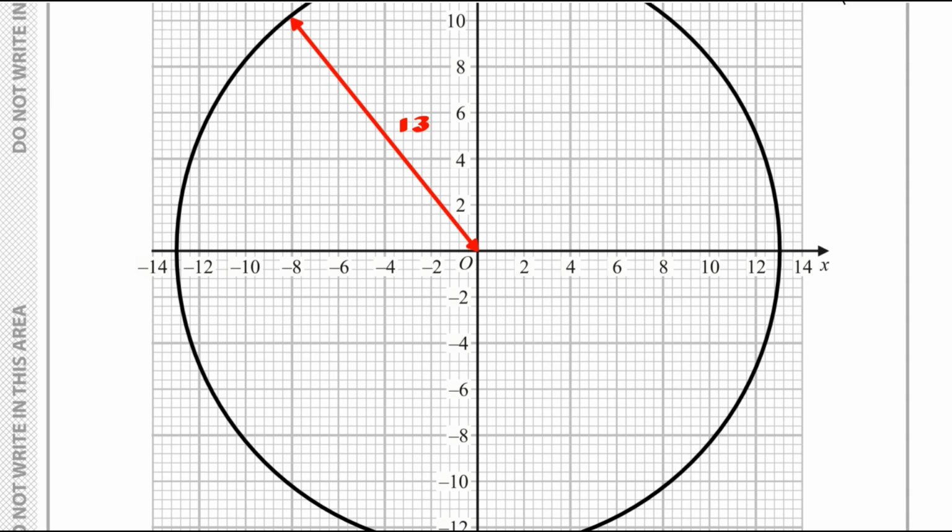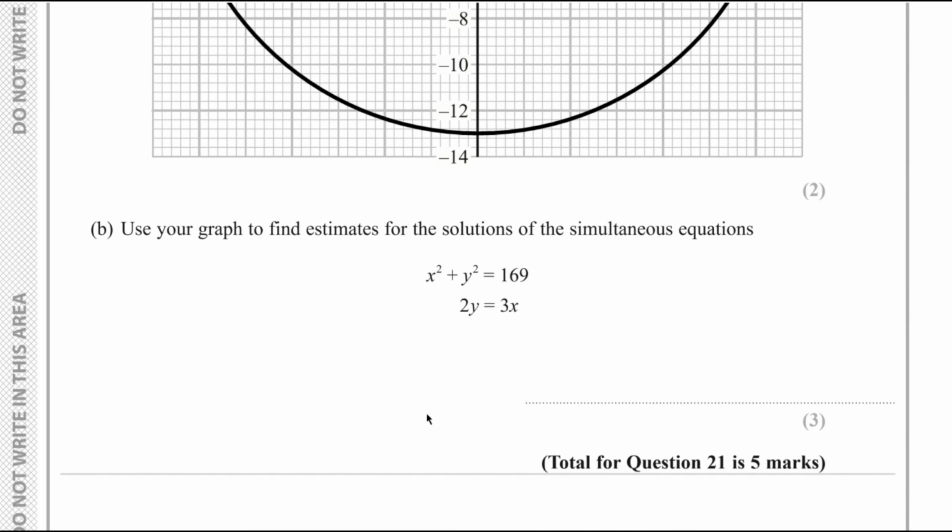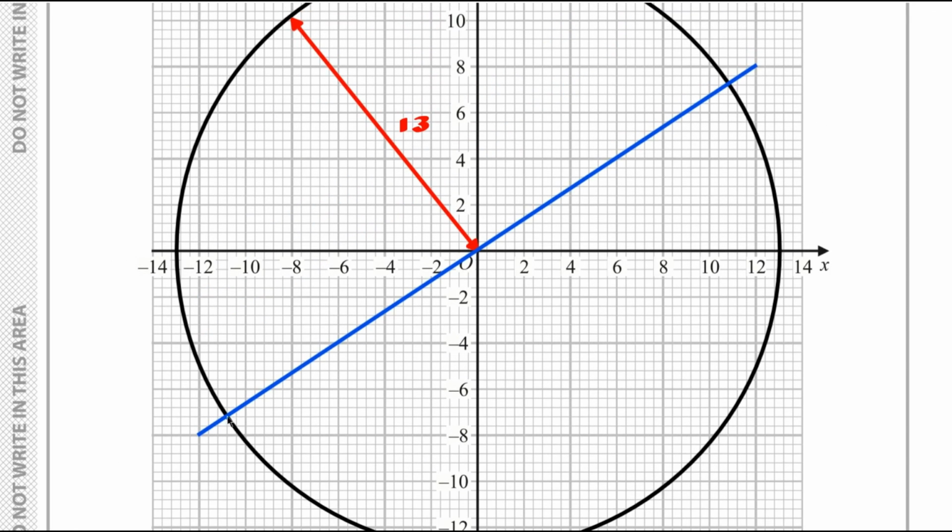Part B, use your graph to find estimates for the solutions of the simultaneous equations x squared plus y squared equals 169 and 2y equals 3x. Well, if I rearrange this 2y equals 3x, I would have the graph of y equals 3x over 2. So if I draw this graph, I've got the graph of y equals 3x over 2, or equivalently 2y equals 3x.